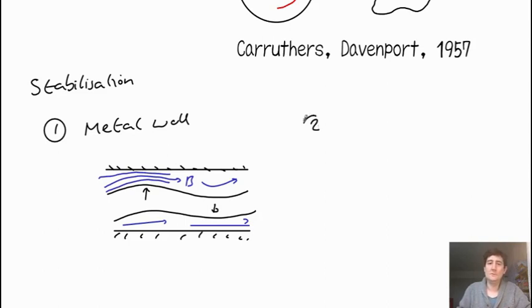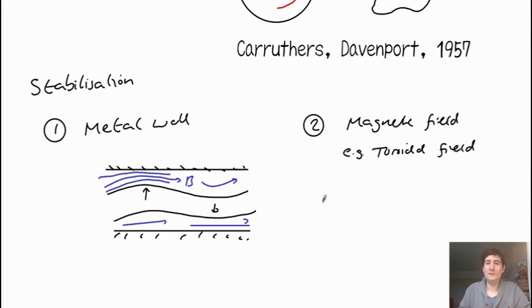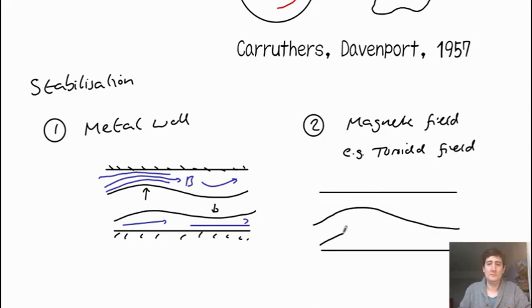The other way is to impose a magnetic field. And in a tokamak, this is the toroidal field. So in this straight line here, I'll just draw the vessel again. If you have a plasma which is kinking like this, so what we do is we put a strong magnetic field through the middle of the plasma.